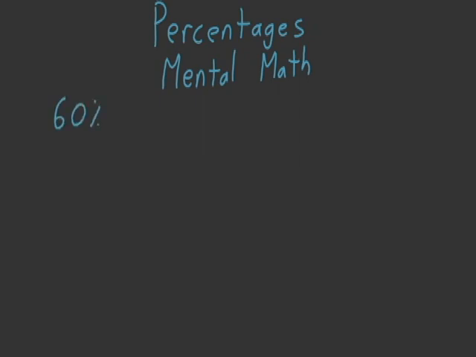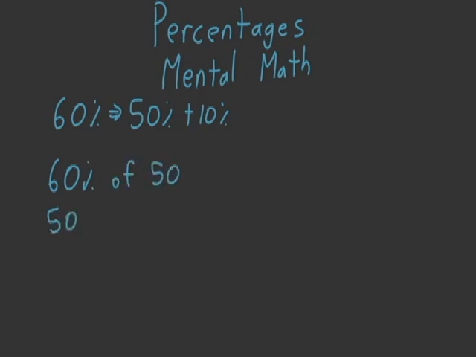So if I want 60%, we know that 60% comes from 50%, which we can find, and 10%, which we can find. So if I wanted to find 60% of 50, I would find 50%, which we divide by 2, gives us 25. 10%, I move the decimal over once, which gives me 5. Then I put them together, so 60% would end up giving me 30.